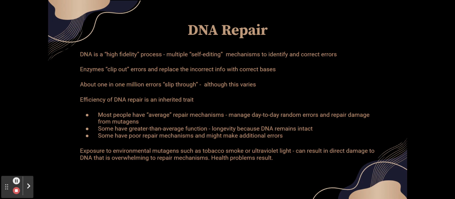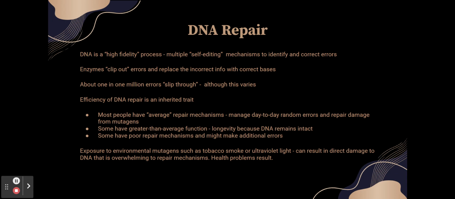So you have enzymes and they read the DNA. When they find an error, they clip it out and replace that incorrect information with the correct bases. And that is a really, really efficient process. Only about 1 in 1 million errors slips through. It can vary from individual to individual because the efficiency of your DNA repair is an inherited trait.